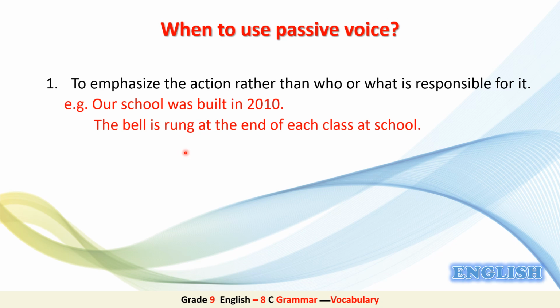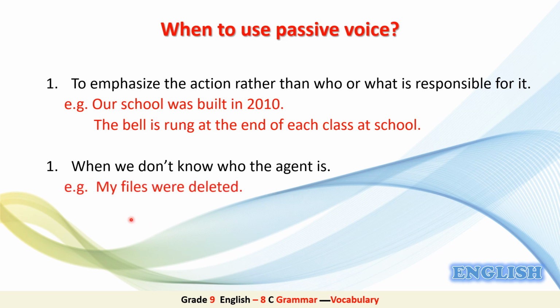So we use passive. Another situation in which we can use passive is when we don't know who the agent is. For example, my files were deleted. I don't know who deleted my files. In this case, I use passive. My car is scratched. I don't know who scratches my car. So I use passive.